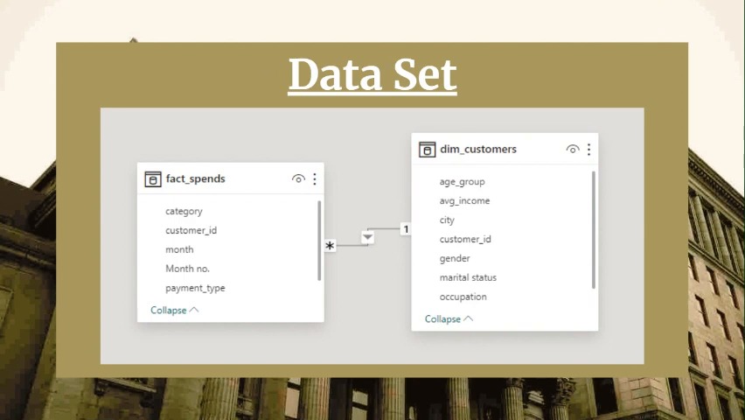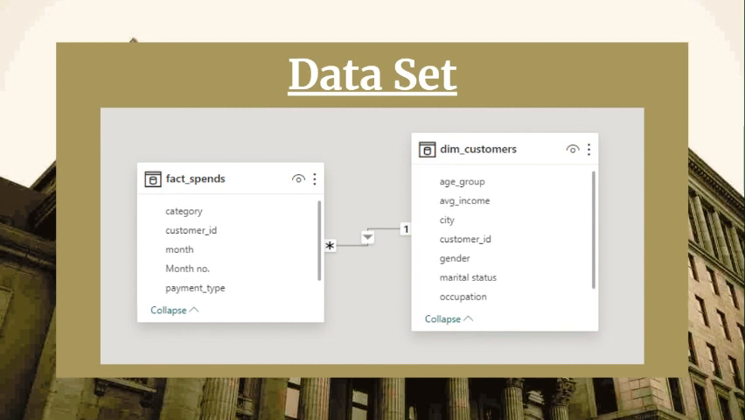The dataset has two tables, the dimension table being the dim customers table and the fact table being the fact spend table, both of them connected using a one-to-many relationship. As you can see, the dim customers table provides us with the information of customers based on their age group, their average income, the city to which they belong, their gender, their marital status, and their occupation.